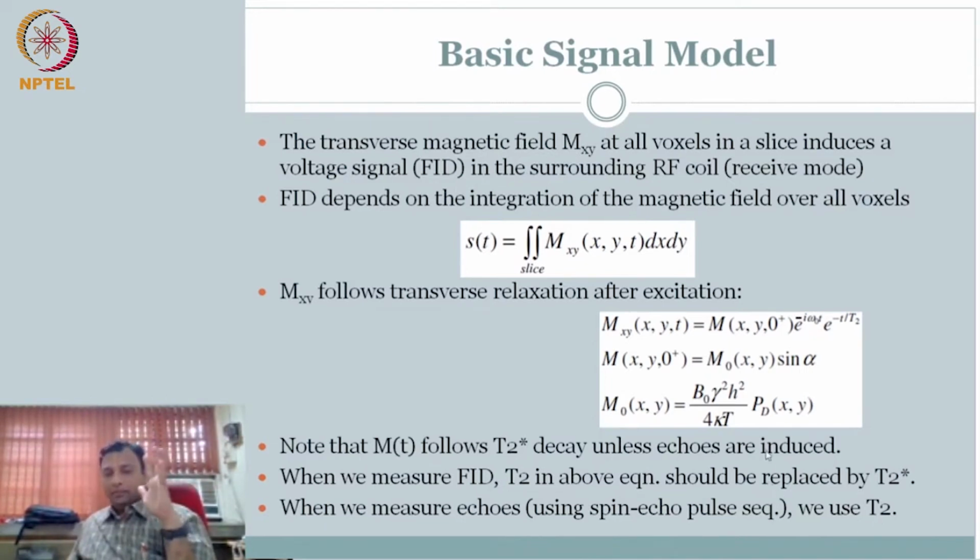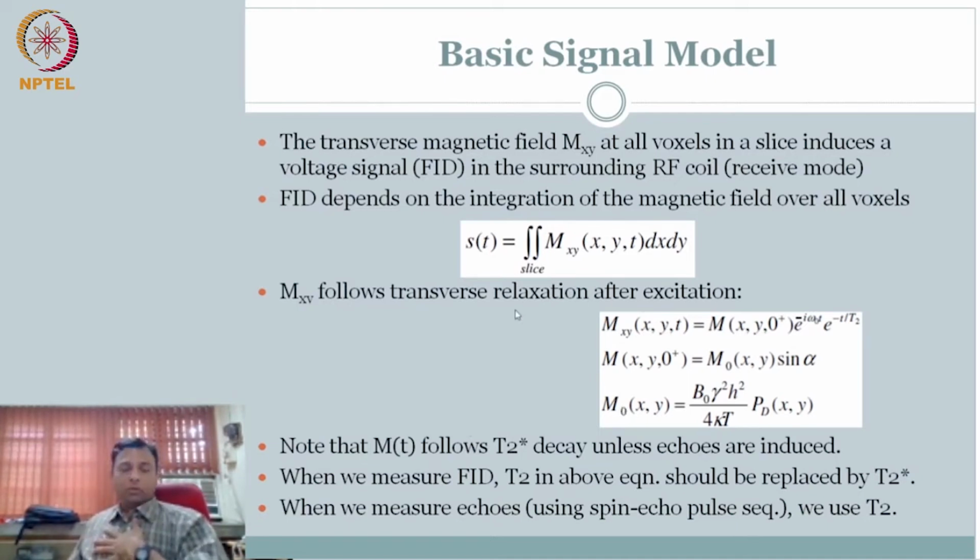So for ease of following the concepts, we'll go with T2, but do recognize there is a subtle difference between whether you are going to use T2 or T2 star, or the signal that you get is weighted based on T2 or T2 star, depending on whether you are measuring the free induction decay or you are measuring the echo. Okay, so that is a subtle difference to keep in mind.